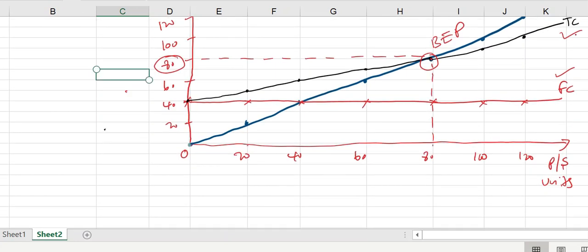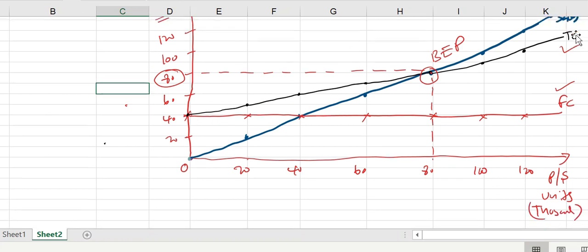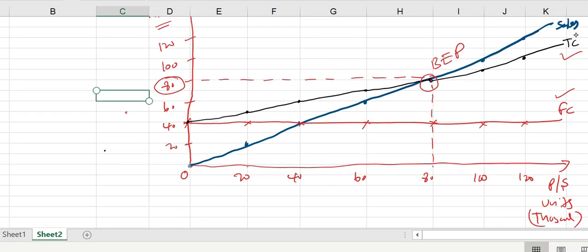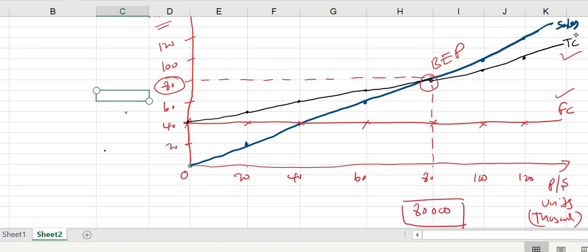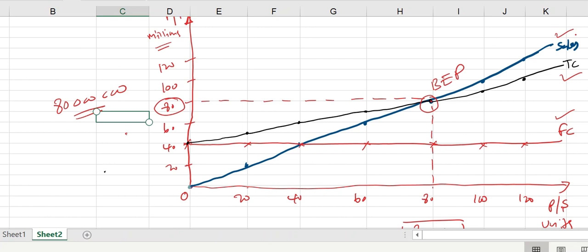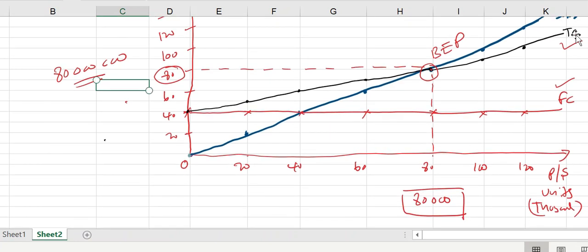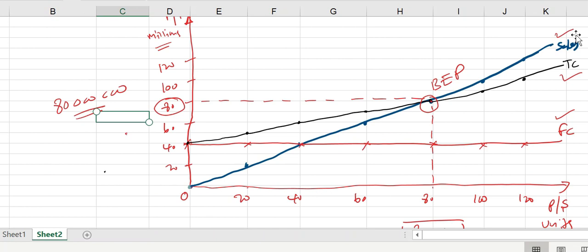These figures are given in thousands. So here 80,000 units. When you produce 80,000 units, you will break even. So break even means neither profit nor loss. There is no profit nor loss situation, and your sales revenue will be 80 million. So this is how you identify the break-even point through break-even chart.